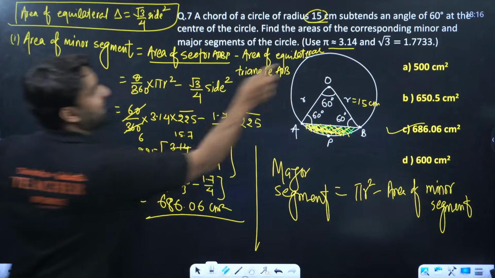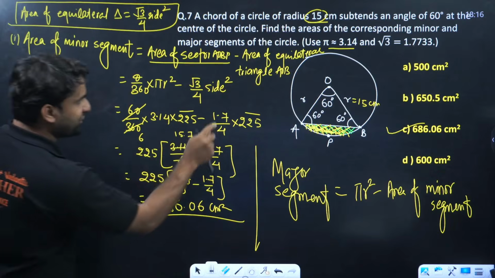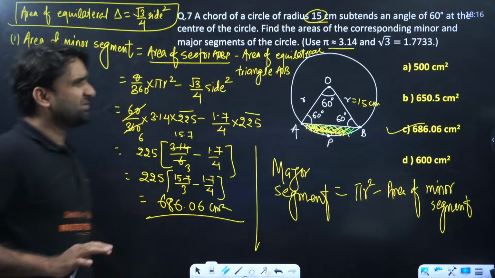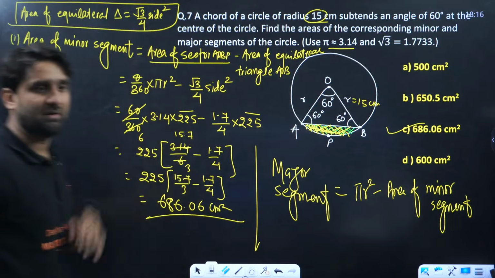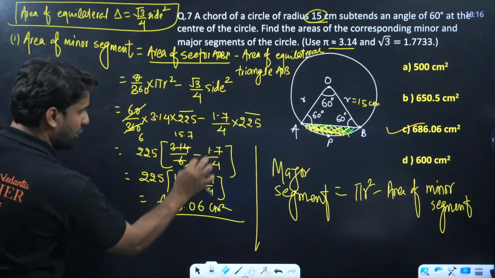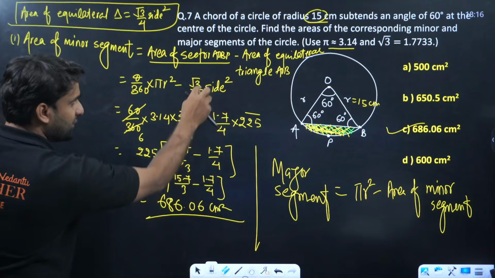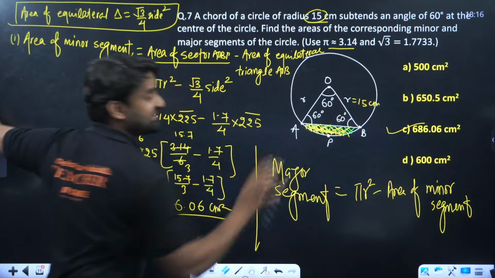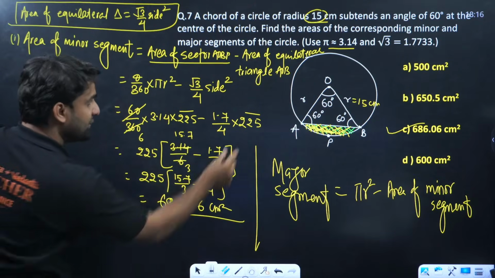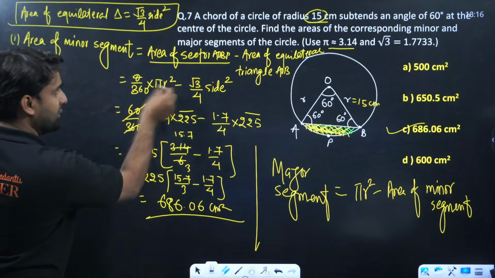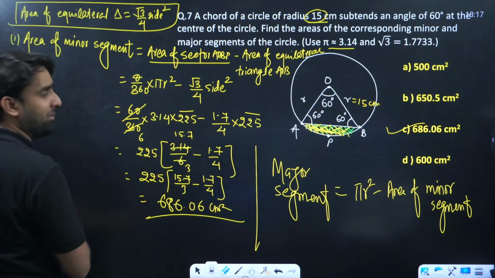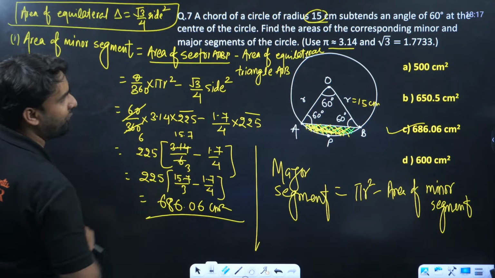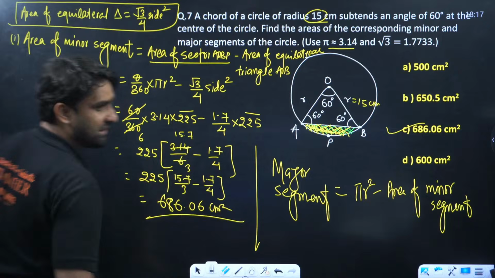3.14 is the value of pi. Root 3 is equal to 1.73. On putting all the values, root 3 by 4 side square. Side of the triangle is the radius, and 15 square is equal to 225. So we have put in 225 here also. Now 225 I have taken common. So we have 3.14 divided by 6 minus 1.73 divided by 4. And after doing the calculation, you can get the result.